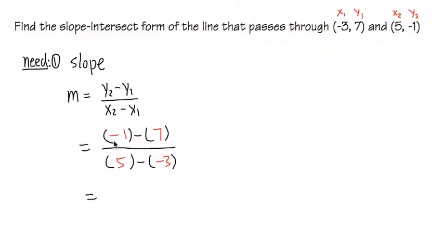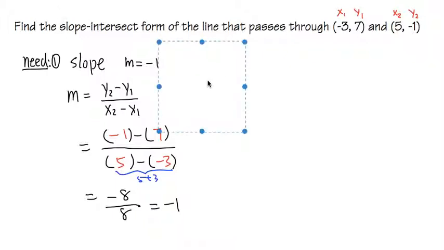On the top, this is -1 minus 7, we have -8. Over, on the bottom, we have 5 minus -3. And this is the same thing as saying 5 plus 3, and let's just make a note right here. This is the same thing as saying 5 plus 3. So 5 plus 3 is equal to 8. And then -8 over 8, we have -1. So in other words, we found our slope m is equal to -1. So the first step accomplished.